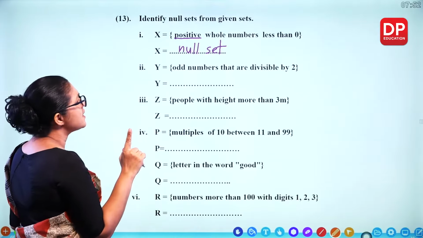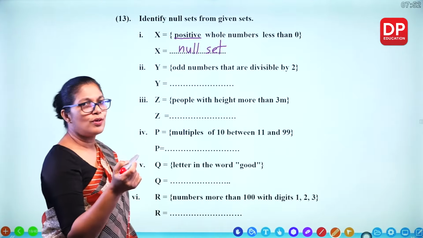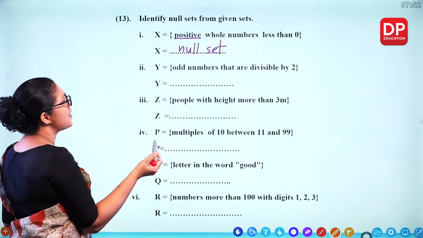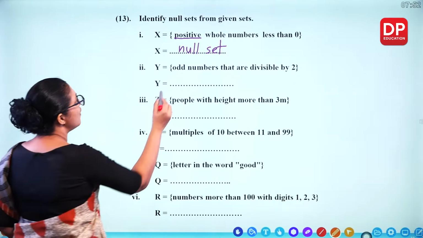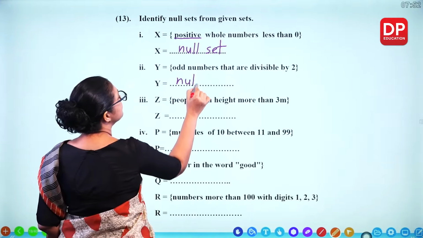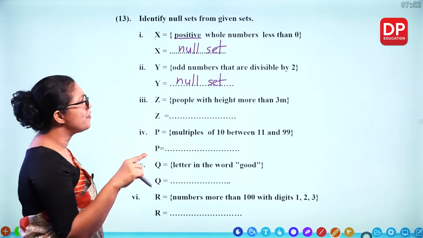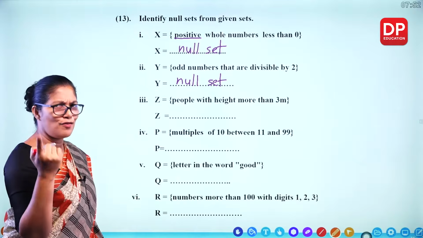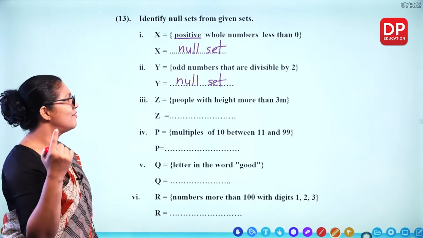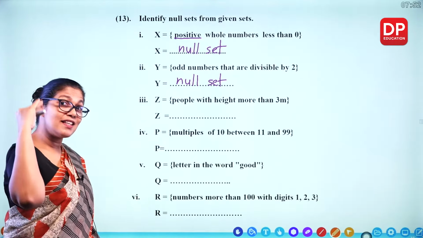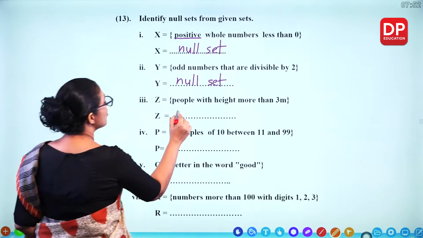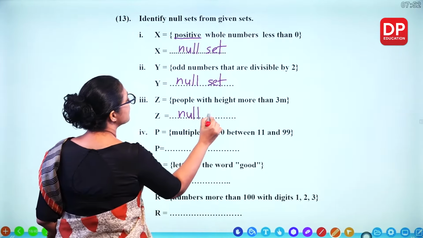Odd numbers that are divisible by 2. It's not divisible. Any odd number is not divisible by 2. That's a null set. People with height more than 3 meters. Can you find? We can't find, 3 meters is very tall. So that's also a null set.